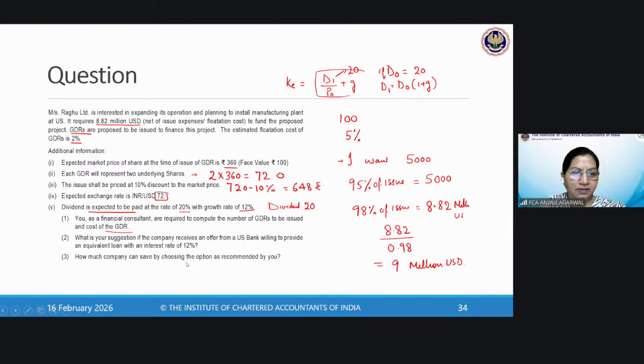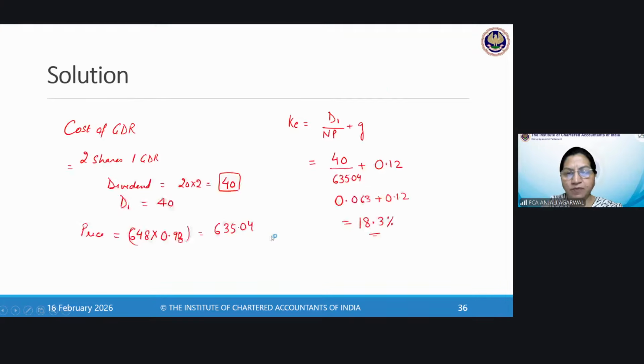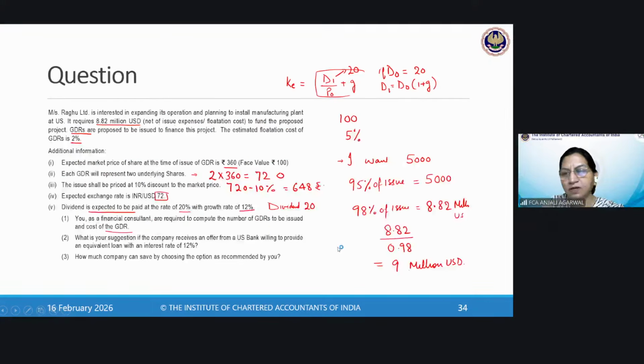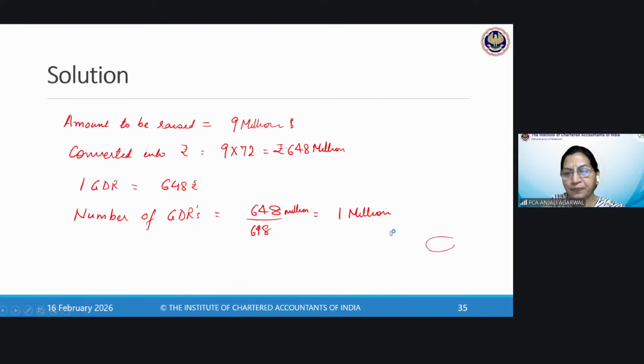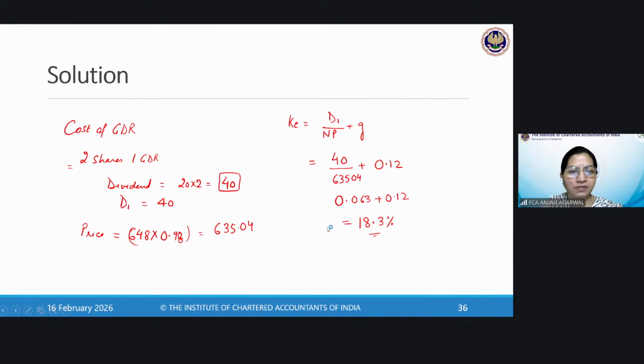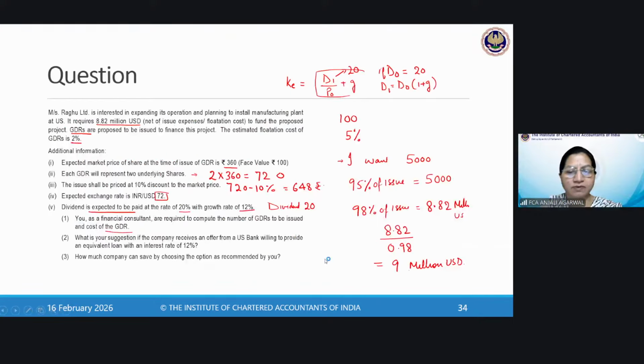How much money can the company save by choosing the option as recommended by you? So when you go for a loan, you will take only 8.82 million, and the cost will be 12% of 8.82 million. Here it is costing you 18.3%. So there will be a saving of 6.3% on 8.82 million. Right? So this is how you will attempt this question. However, in the previous exam, we had a question of a similar type. Therefore, it is less likely, I would say, as my personal opinion, but still you must know how to deal with this type of question.